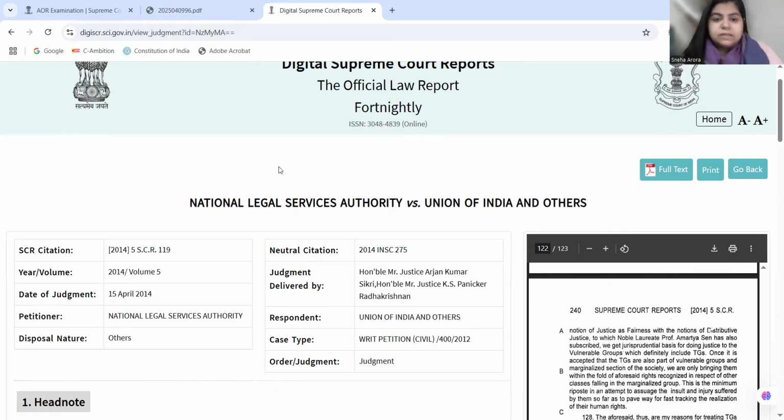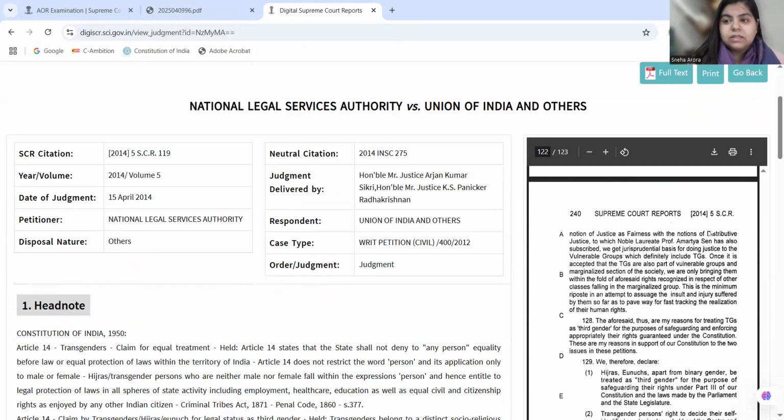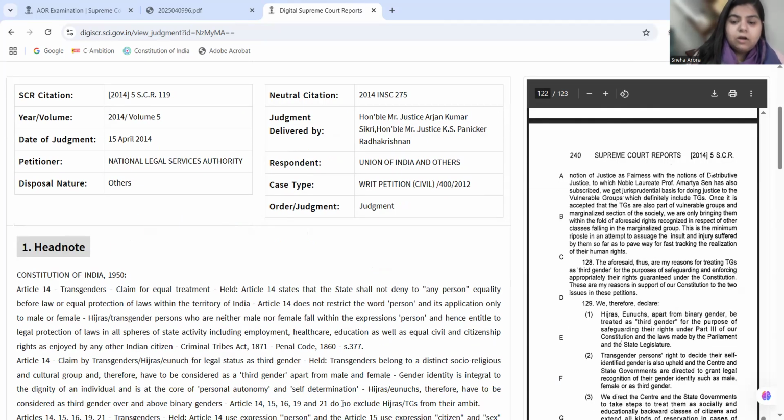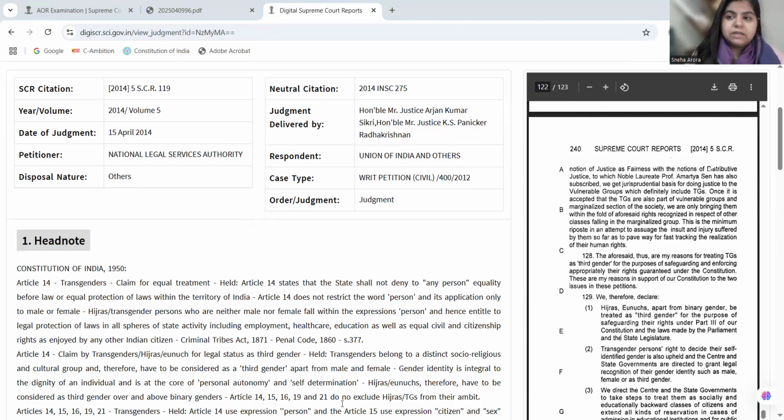So this case is a civil writ petition filed before the Supreme Court under Article 32 of the Constitution of India. And in this case, the court is deciding how transgenders should be equated with all other persons, how transgenders are the same as all other persons who are sharing the binaries of gender.